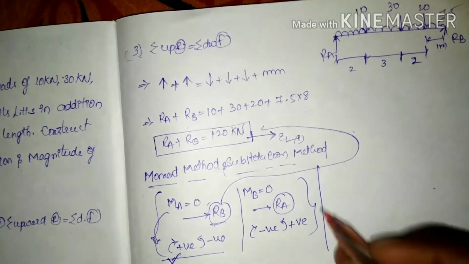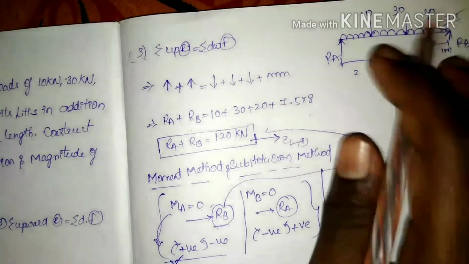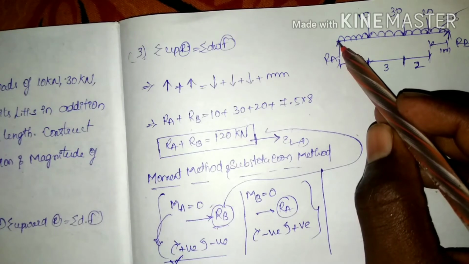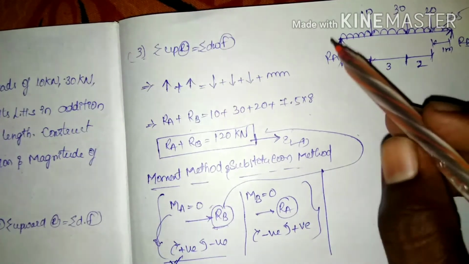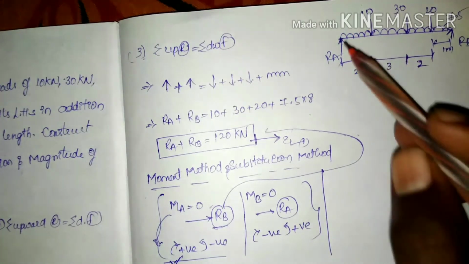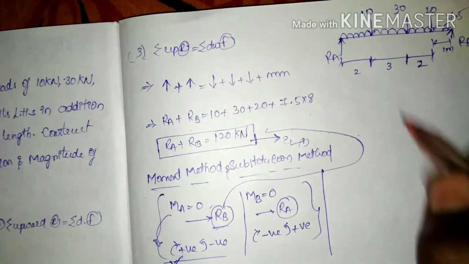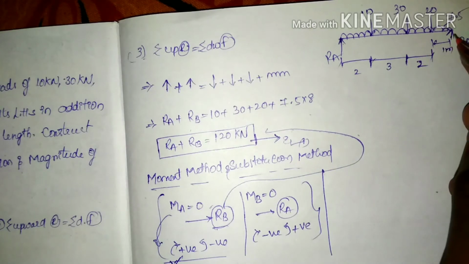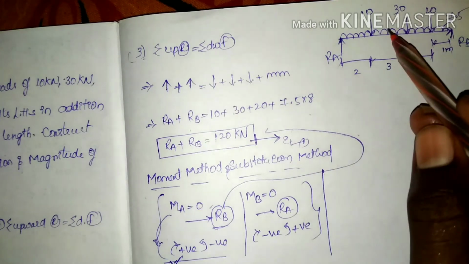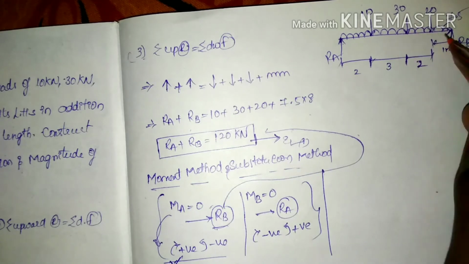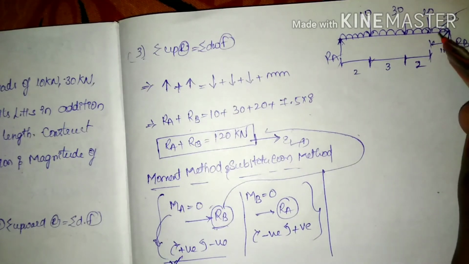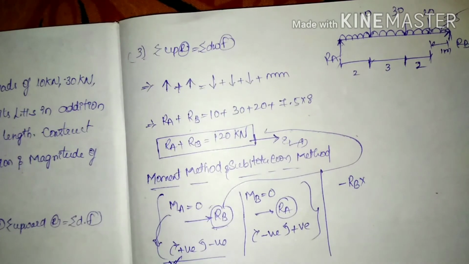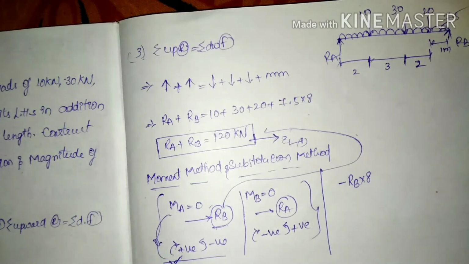Let us find it here itself. Here we have a diagram. RA is going to be eliminated in this equation because RA cannot be multiplied with a perpendicular distance, so RA is 0 and there is no RA in this equation. The remaining reaction RB is taking the moment in an anti-clockwise direction, so minus RB into the distance from RB to RA, which is 8 meters.